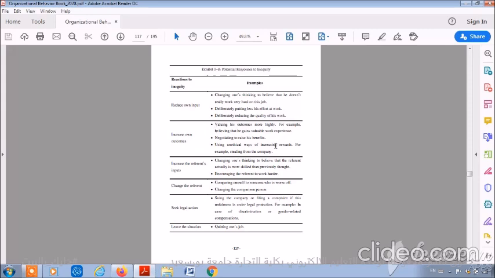Second reaction, increase own outcomes. Valuing his outcomes more highly, for example, believing that he gains valuable work experiences, or negotiating to raise his benefits, or using unethical ways of increasing rewards, for example, stealing from the company.